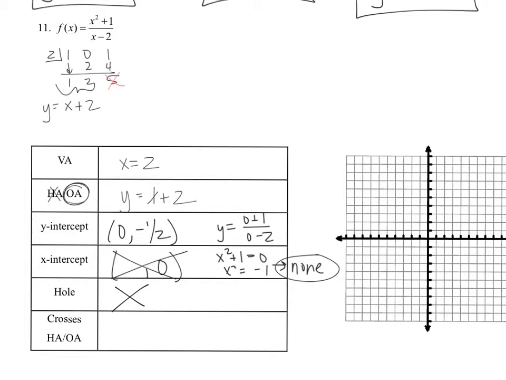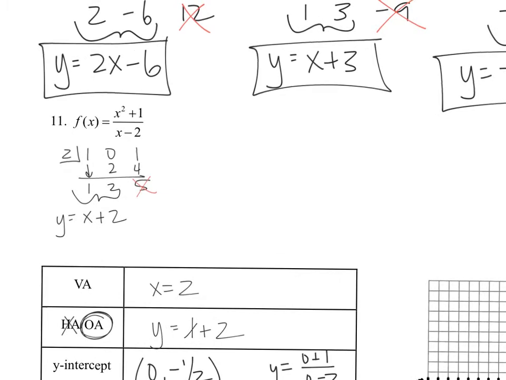Okay, and remember the test for if it crosses the horizontal asymptote or the oblique asymptote. That works the same exact way. What you do is you set the original function equal to the horizontal or oblique asymptote, and then you cross multiply and solve. So I'm going to do that work over here off to the side. I'm setting the original equation, x squared plus 1 over x minus 2, equal to my oblique asymptote, and I'm just going to see if I can solve. So what I'm going to do is put the x plus 2 over 1, cross multiply.